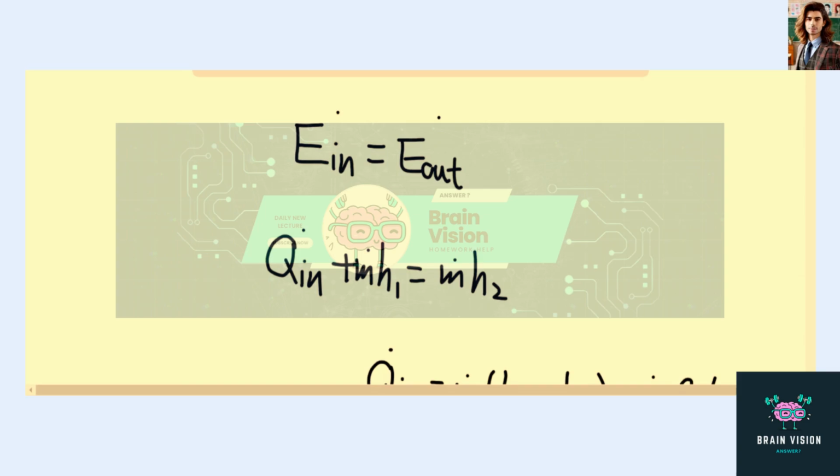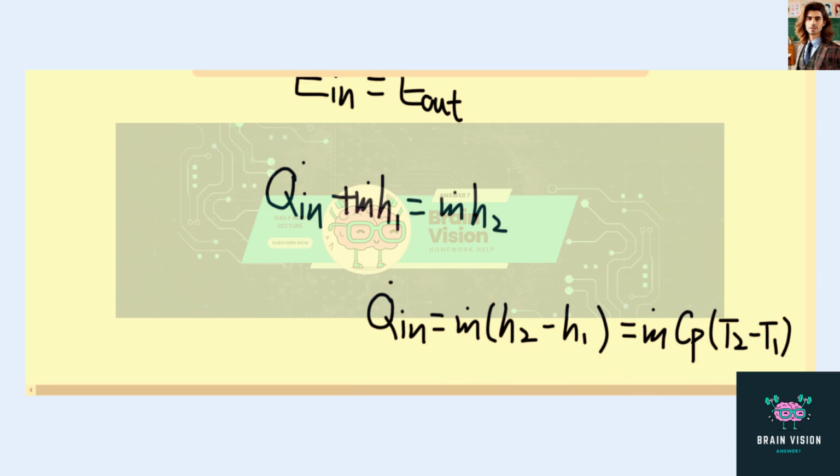Okay, so for this question, we need to set out the energy balance equation here, which is E dot in equal to E dot out. And if we expand it, we have Q dot in plus M dot H1 is equal to M dot H2. Q dot in here is the rate of the heat transfer to the cooling water, okay? And M dot here is the mass flow rate for the cooling water, and the H1 here is the initial enthalpy for the cooling water. And H2 here is the final enthalpy for the cooling water.